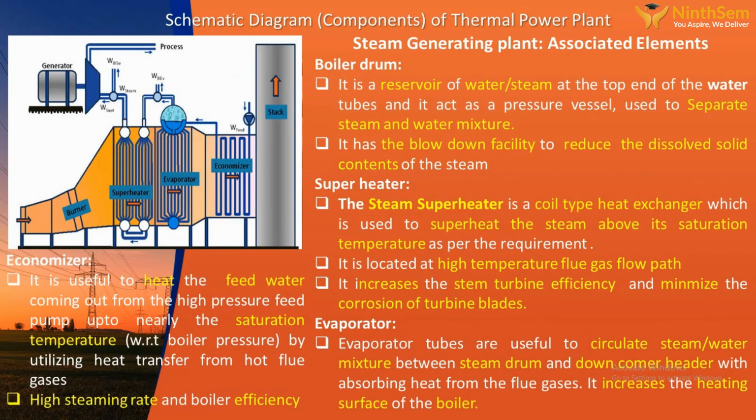The next one is the associated elements involved in the boiler plant, called the boiler drum. The boiler drum is a reservoir for the hot water and steam mixture at the top end of the water tubes, and it acts as a pressure vessel used to separate the steam and water mixture. See, this is the boiler drum, the blue colored one. In this there will be the water and steam mixture.